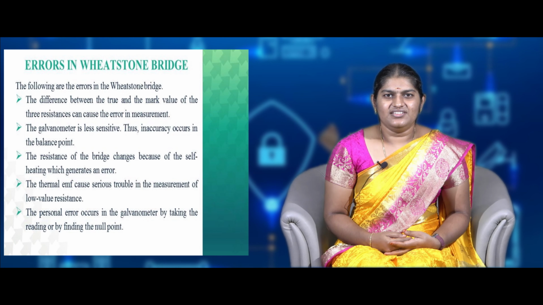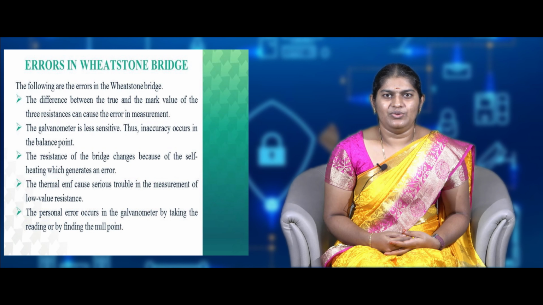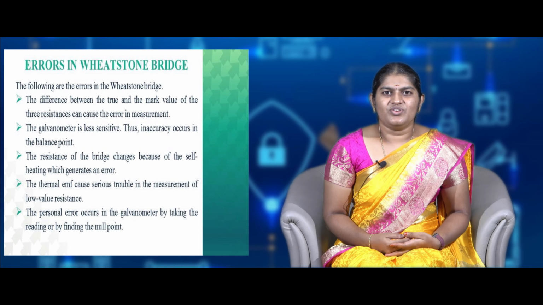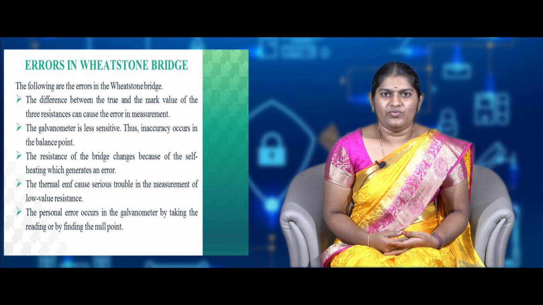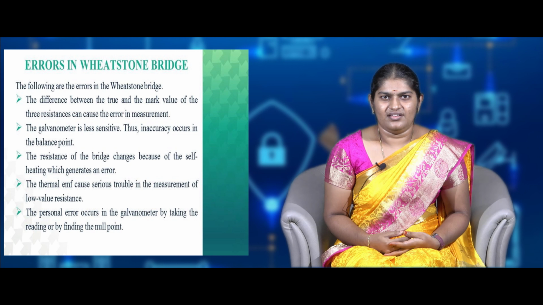Next, we are going to discuss errors in the Wheatstone bridge. The difference between true value and marked value in the three resistances causes error in the instrument. The galvanometer is less sensitive, which causes inaccuracy at the null point or balancing point. The resistance of a bridge changes because of overheating, which generates an error. The thermal EMF causes serious trouble in measuring the value of unknown resistance. Personal error can occur in reading the galvanometer or in reading the measurement.